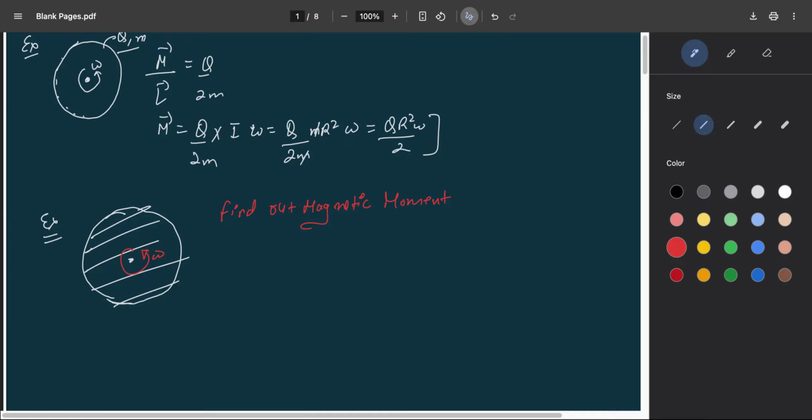Q r square omega by 4. Yeah, exactly, it's 4. So how did you solve this case? Magnetic moment is equal to Q by 2m into inertia into omega. Exactly, that's it. You can use this method, and you can also go with another method. It's your call.